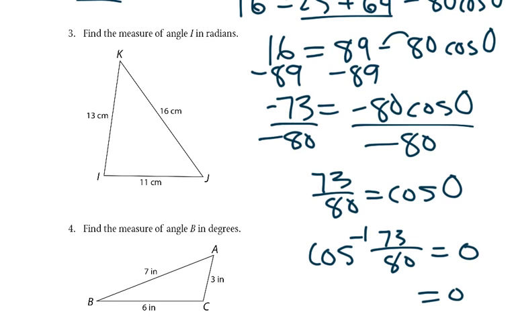If you're pretty familiar with it, it doesn't take too long to do that. We get 24.14, so 24 degrees for our angle O. And that was number 2.